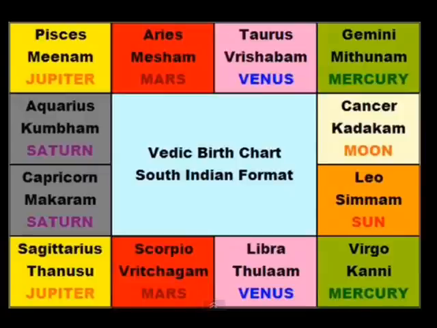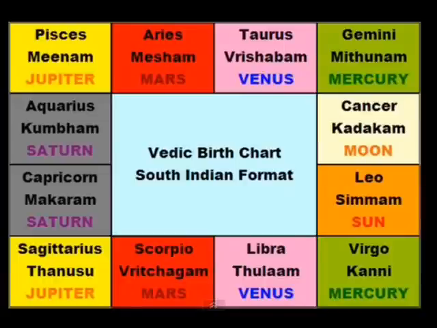This is the format of the Vedic birth chart in South Indian format. Here you can see the table is divided into 12 parts. In astrological terms, they are called houses, that have zodiac signs starting from Aries to Pisces, and you can also see the planets that rule over the zodiac signs. And the colors you can see here are for a reason. Those are the favorite colors of the planets.